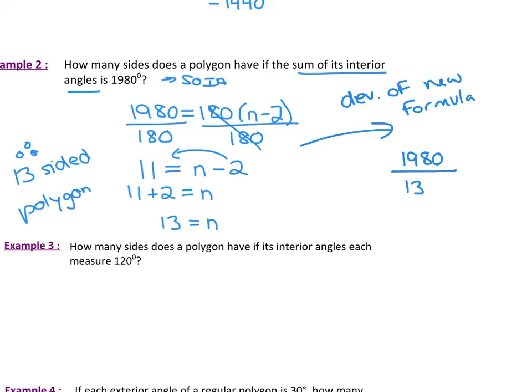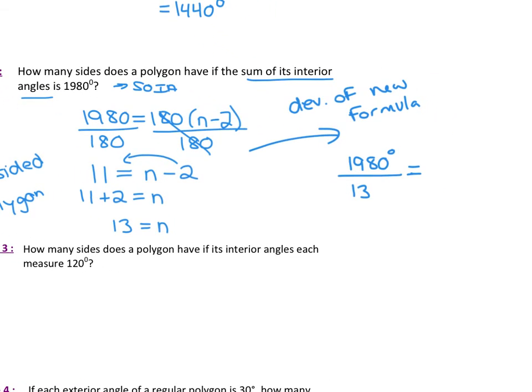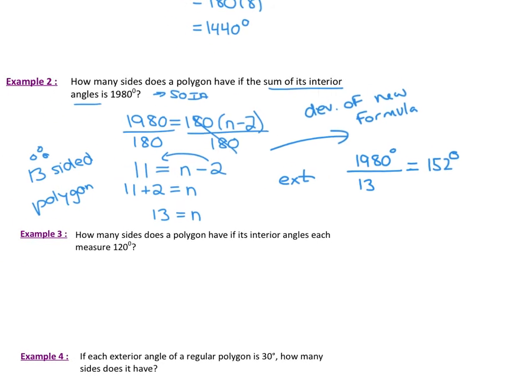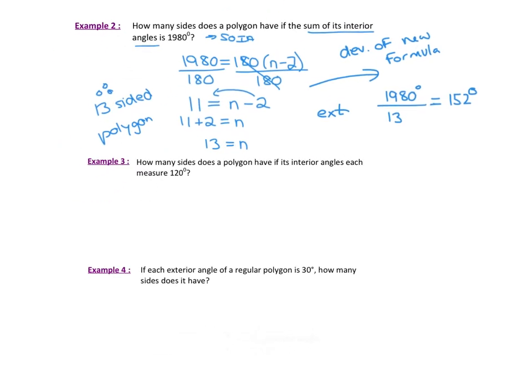And because we know it's a polygon and it's equal, okay, we're saying all sides are equal. So if we did 1980 divided by 13, we could find out that each of the vertices is equal to 152 degrees, okay? So that's just an extension, which is going to kind of lead me into a development of another formula for the next question.